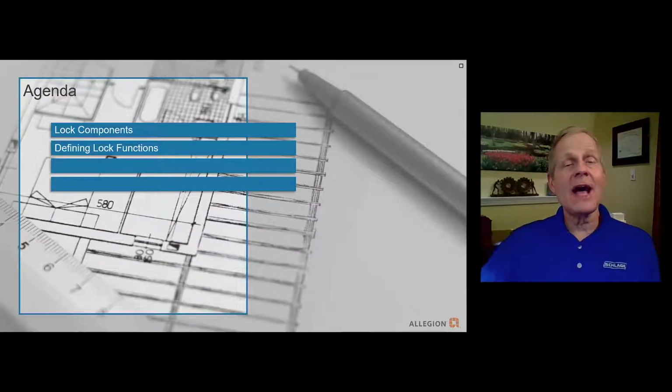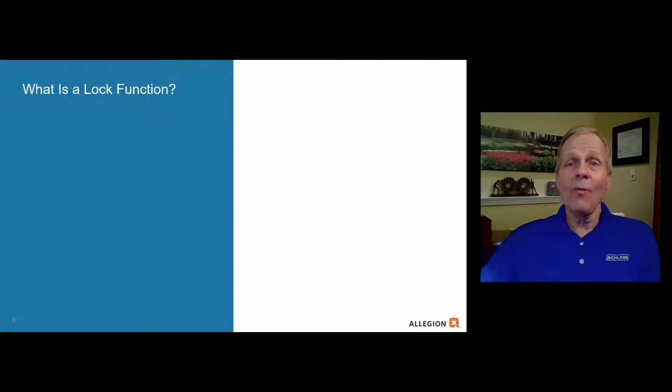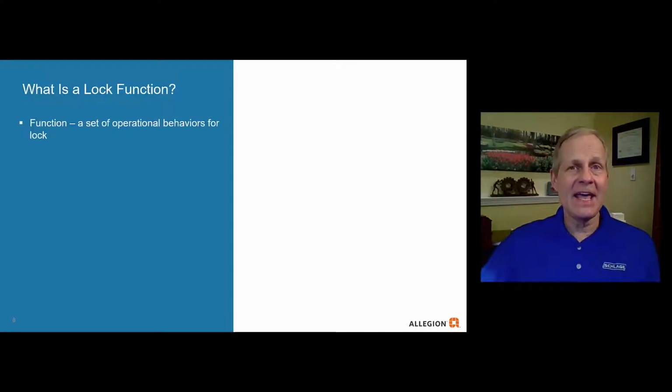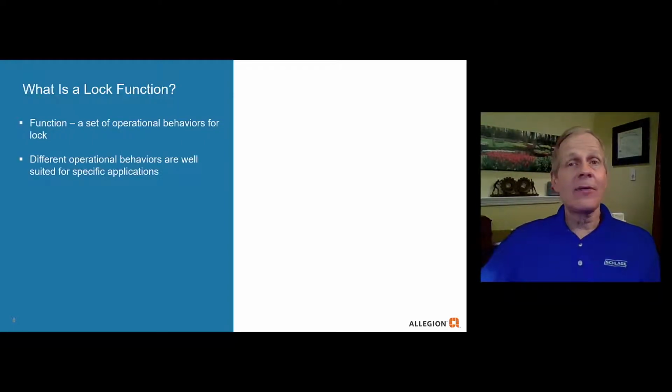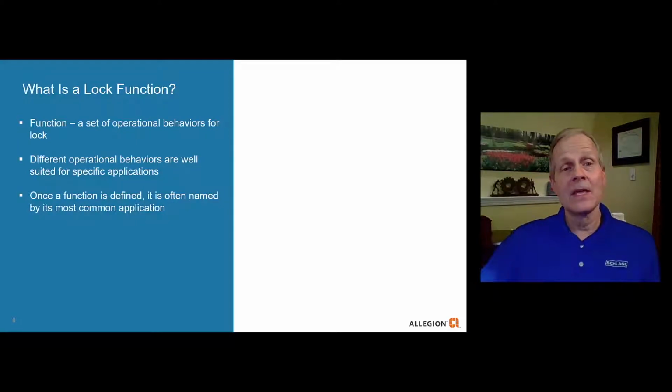Okay, next we're going to talk about how you define a variety of different lock functions. So we start out with, well, what exactly is a lock function? Well, we say a function is a set of behaviors. It's the way the lock behaves or the way it operates. Different behaviors are going to be suited for different types of applications. For example, a storeroom function would be well suited for some type of storage room. Once a function is defined, it is often named by its most common application. I just gave you an example of that. A storeroom function is typically installed on some type of storage room.